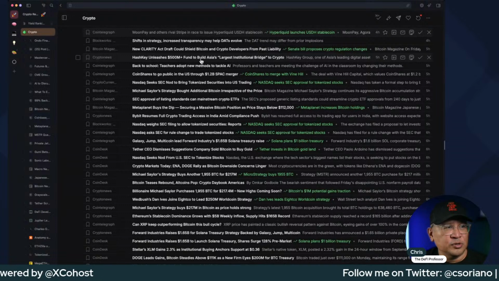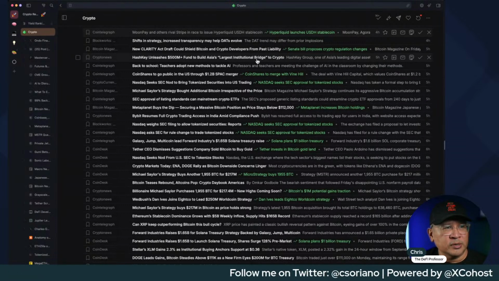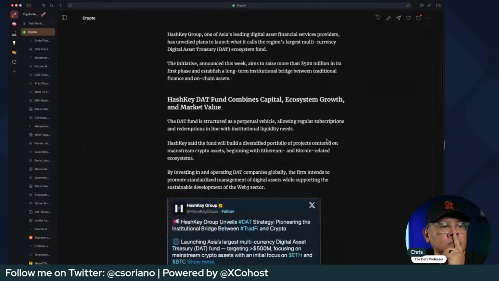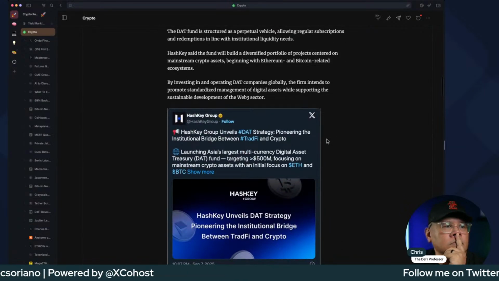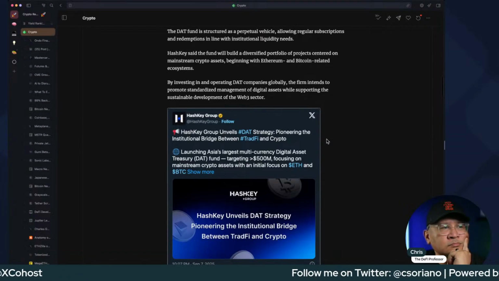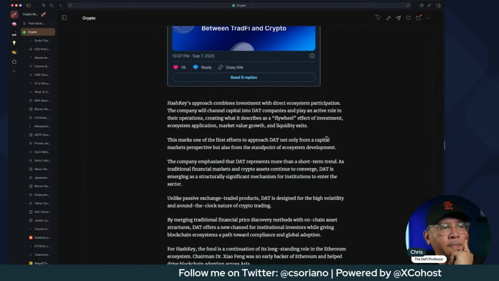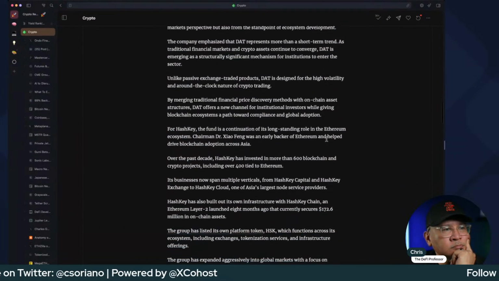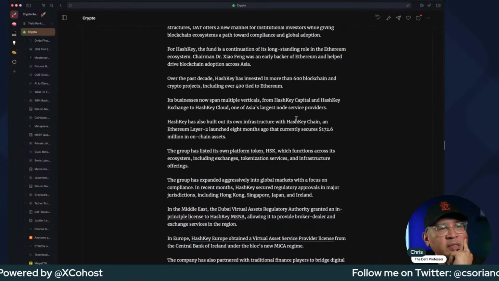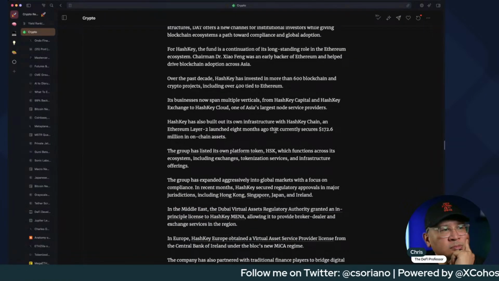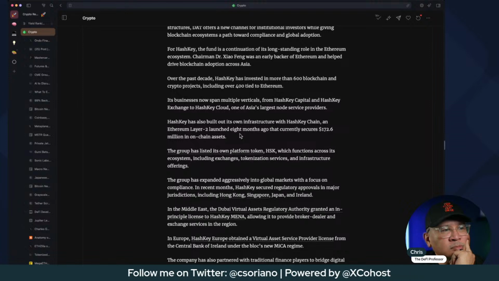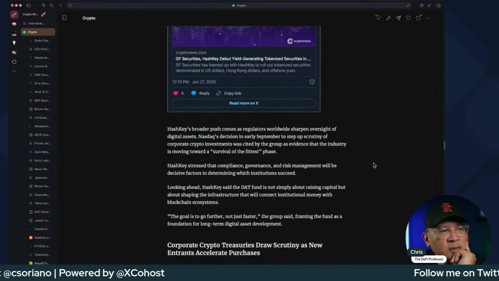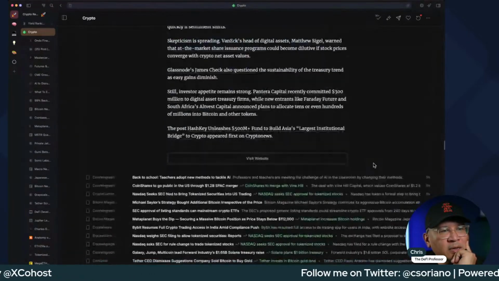Hashkey unleashes $500 million to build Asia's largest institutional bridge to crypto. By using a fund? How does that work? Okay. Really? I totally forgot they had a chain. They have a layer 2 with the HSK token. And this is Asia focused, so it's not really anything that I need to particularly look into. My goodness, what a long article.